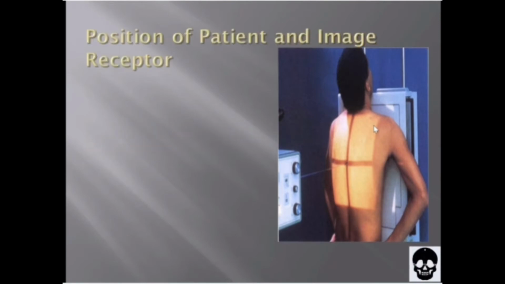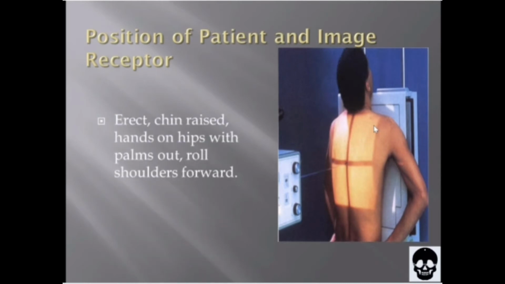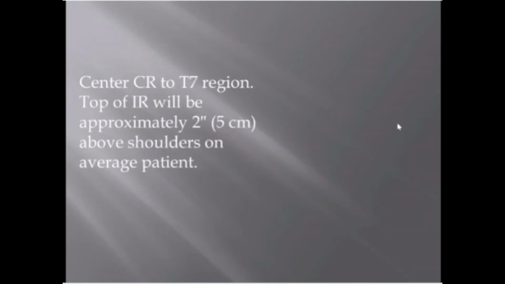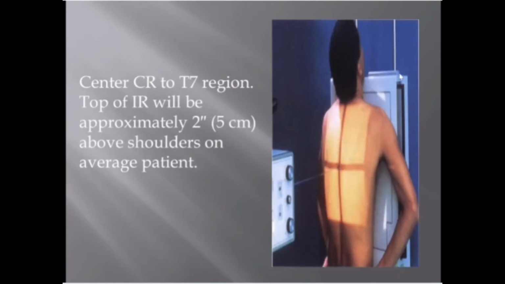Now we are here in position of patient and image receptor. Erect, chin raised, hands on the hips with palms out, roll shoulders forward. Center CR to T7 region. Top of IR will be approximately 2 inches or 5 centimeters above the shoulders on the average patient.